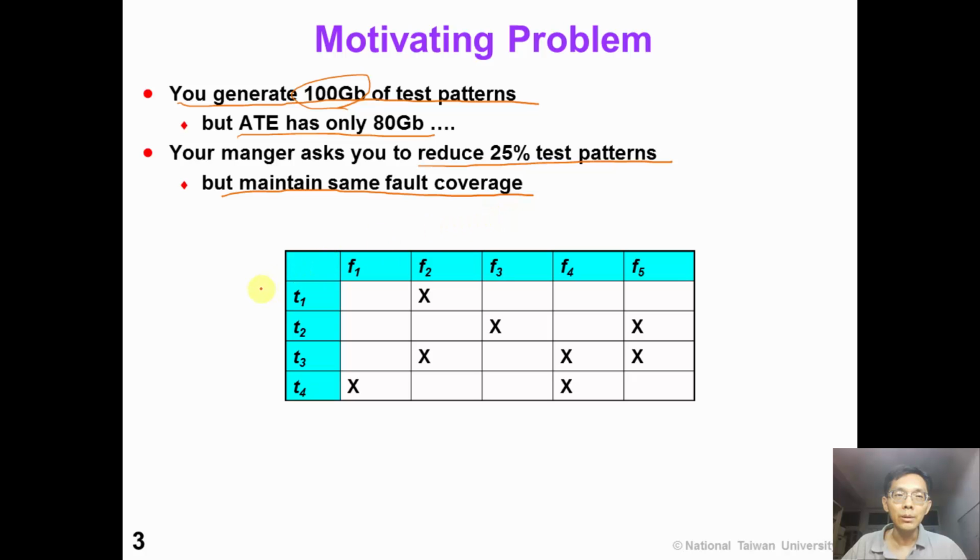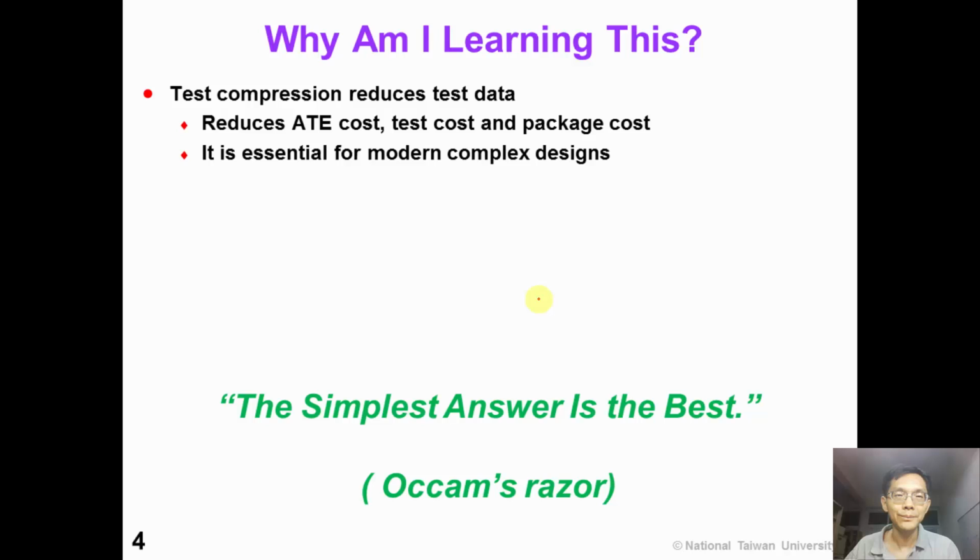Suppose that in this table, each row shows a test pattern and each column shows a fault. For example, test pattern T1 detects fault 2. From this table, we can easily see that we just remove test pattern T1. We can reduce 25% of test patterns because T1 does not detect any additional fault. So this concept is test compression.